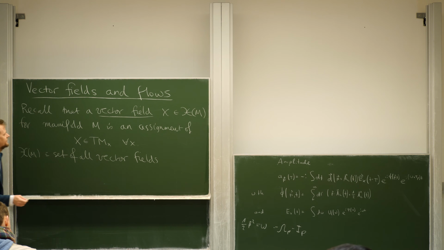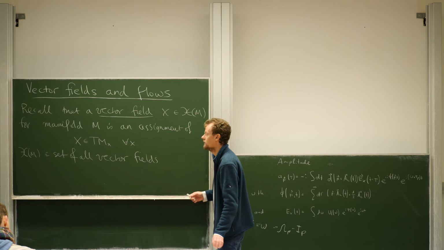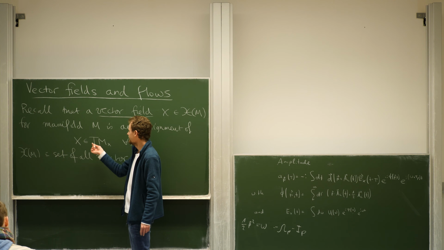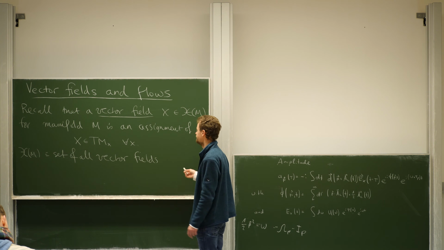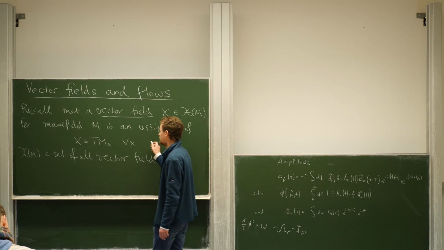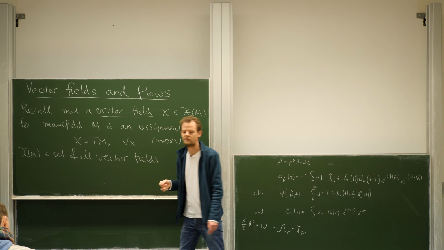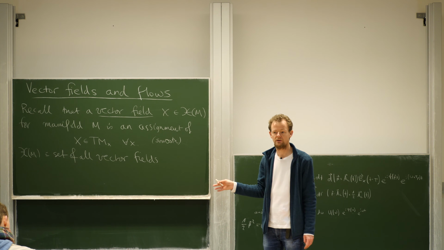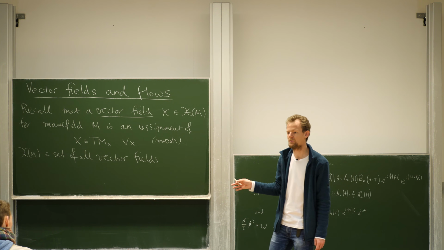To remind you, what's a vector field? Well, it's a choice of a vector in the tangent space to the manifold at a point x for every x. And this is smooth. Unless I indicate otherwise, this choice is a smooth choice throughout this course. We don't allow discontinuous vector fields except where I tell you.